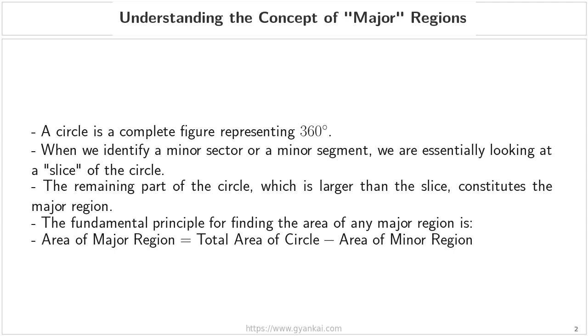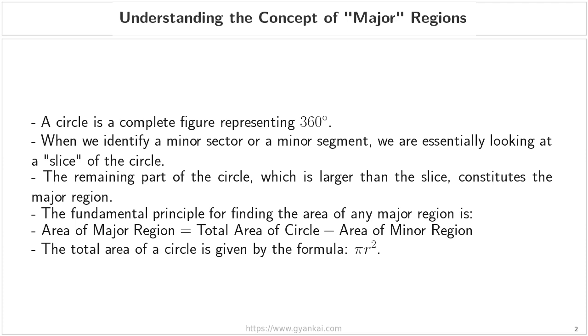Because of this, we don't actually need a brand new, complex formula to find these areas. Instead, we use a very fundamental principle. To find the area of any major region, you simply take the total area of the entire circle and subtract the area of the minor region. To do this, you'll always need to remember your baseline formula for the total area of a circle, which is pi r squared. Once we have the total area and the minor area, the subtraction is straightforward. In the next slide, I will show you exactly how to apply this logic specifically to major sectors.